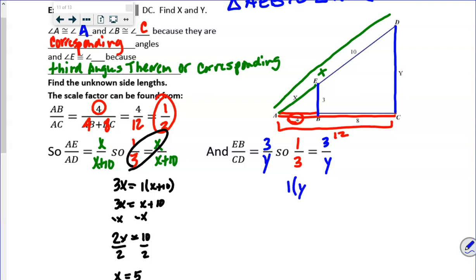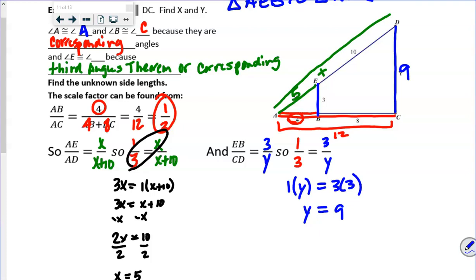So that's 1 times y is equal to 3 times 3. So that means y is equal to 9. Okay, so now I'm going to stick these back up in here so we can talk them through, okay? So this is telling me that this is 5, and we said that this was 9, right?